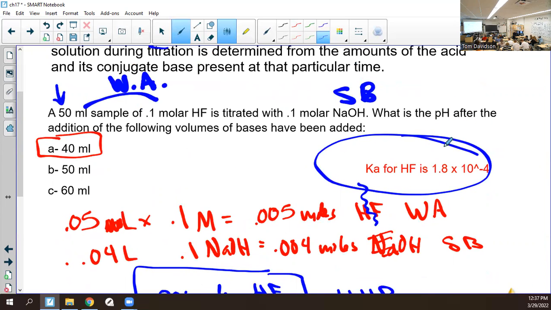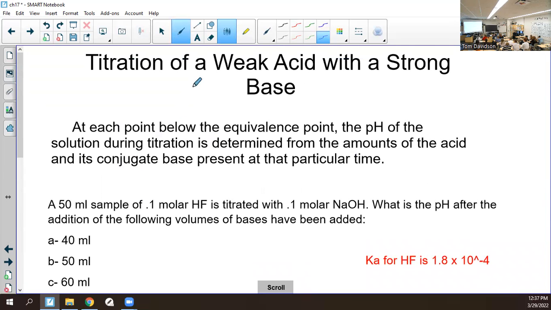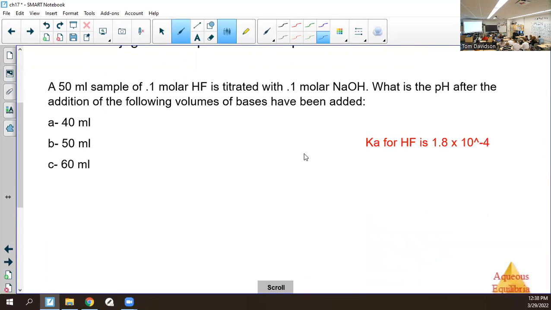At 50 milliliters, what are we going to have? Is the equivalence point at 7? No, because we have a weak acid and a strong base. At the equivalence point, I'm not making water, I'm making the conjugate base. The acid's gone now. I just have the conjugate base. So follow me here.